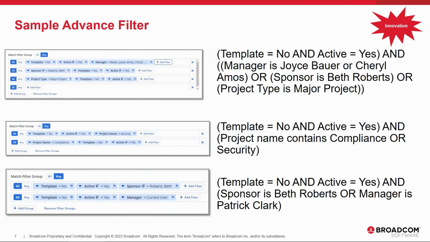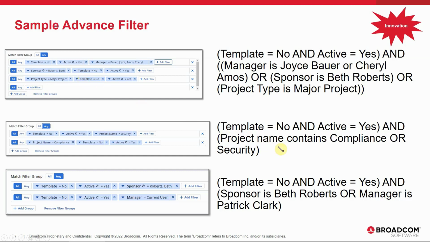Here is a sample of the different complex conditions that could be created. So going top to bottom, if I wanted to filter my projects based on no templates and active projects only, but also should have a manager as Joyce Bauer or Cheryl Amos, or the sponsor as Beth Roberts, or the project type is a major projects. This complex condition can easily be defined by creating 3 different filter groups and then the conditions inside of those.